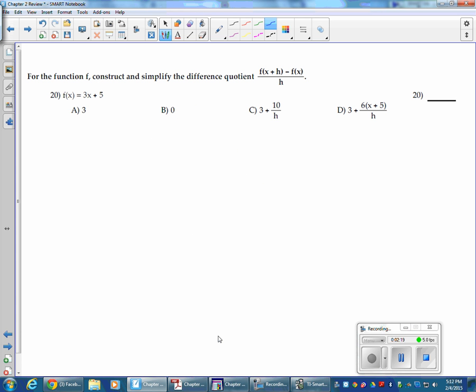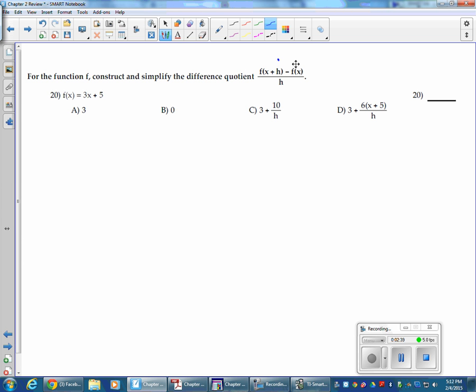Number 20, construct the difference quotient. I think I did this in every single class today, but if you're having trouble with this, my recommendation is look in the previous videos that I've posted. If you'll go to the channel, look up Angela Beeson and find my channel, and look for the video on difference quotient.